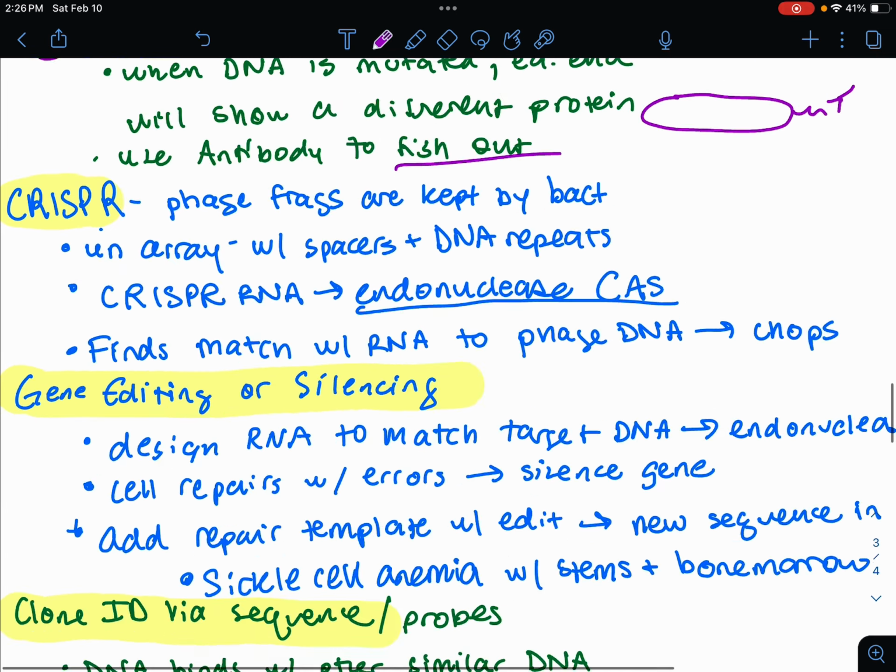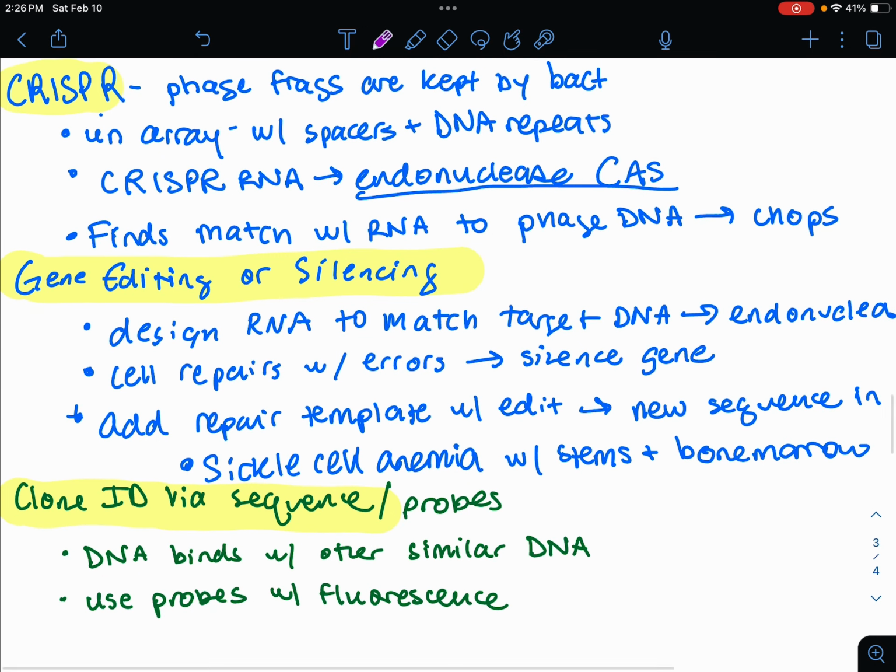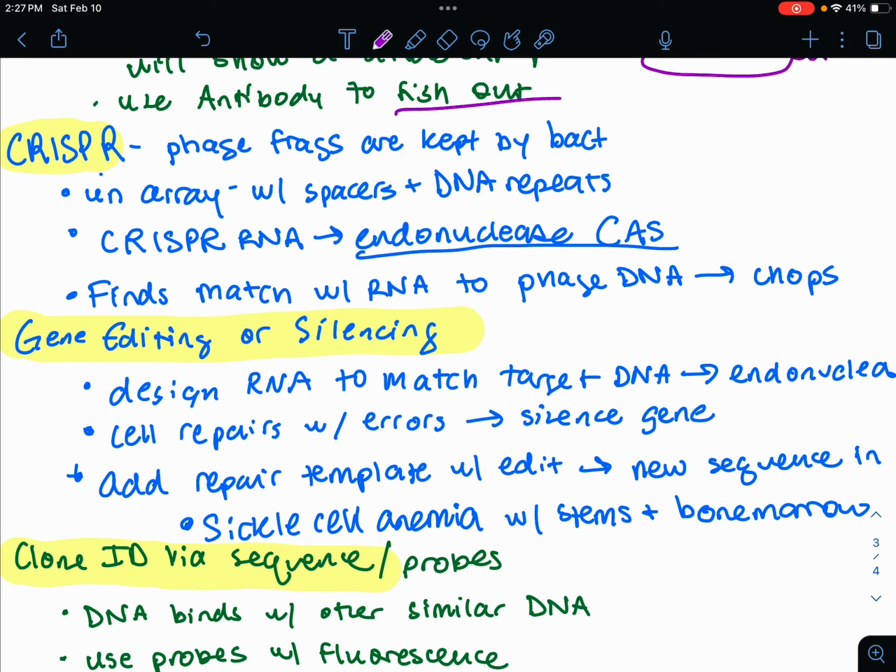All right, let's talk about CRISPR. So CRISPR-mediated bacterial immunity. So CRISPRs are genome sequences that defend against invading viruses. They're phage fragments. They're kept by the bacteria. They're composed of the short DNA repeats and spacers. When a virus infects the bacteria, the spacer derived from the virus is incorporated into CRISPR. And you're going to have an array with spacers again.